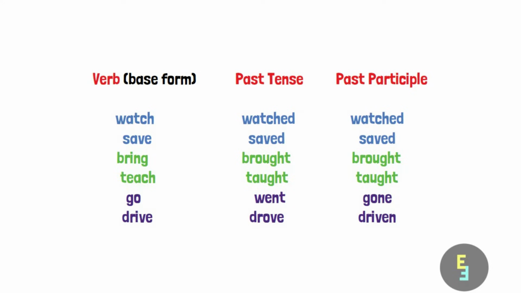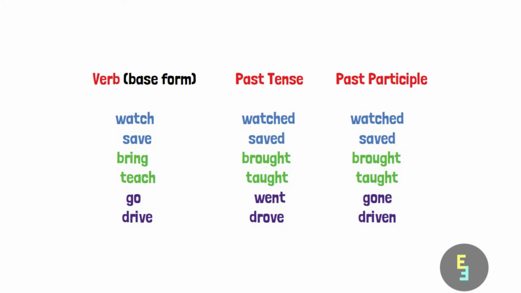Let's move to the verbs in green text. The base forms are bring and teach. As you can see, we didn't add ed or d to form the past tense. This is because these words are irregular verbs. However, these verbs have the same spelling when used as both past tense and past participle. I hope you can follow.